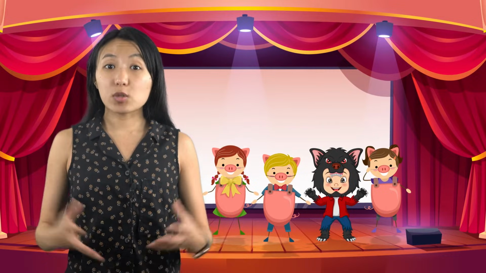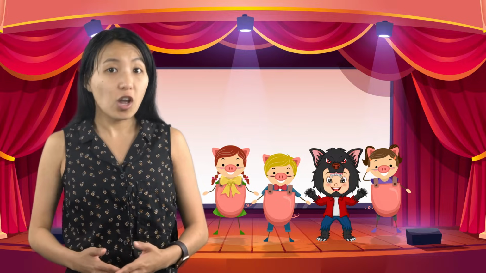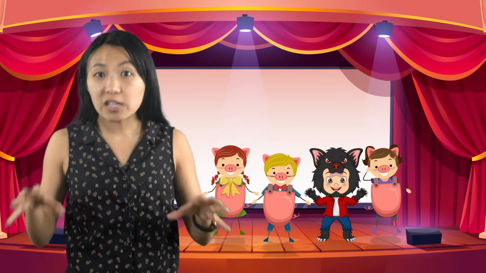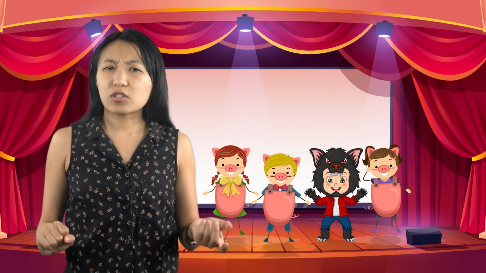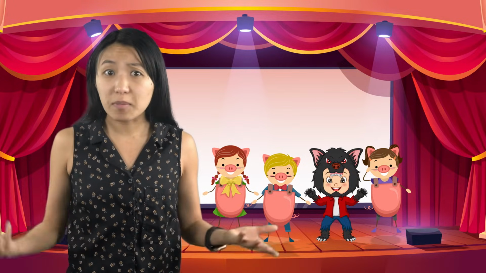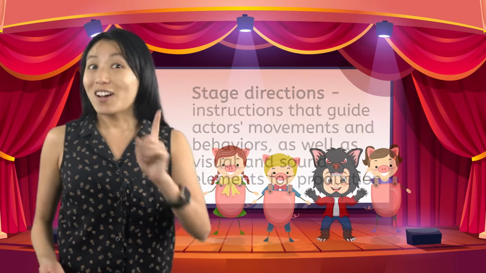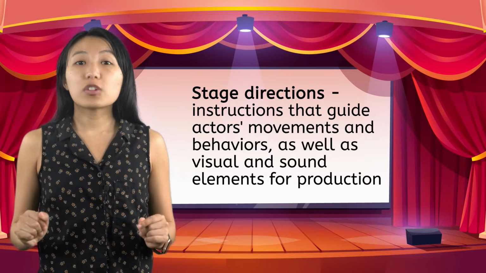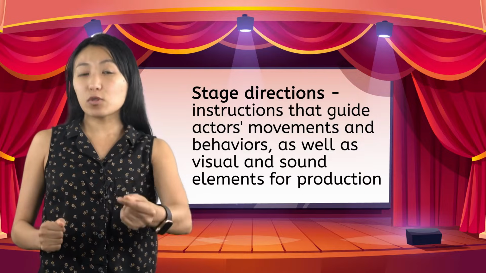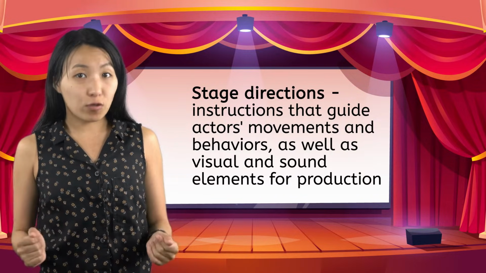In a play, the actors will actually put on costumes and become their characters on the stage so that an audience can experience the story in action. But how do the actors, set designers, and other members of a play's production know what to do to bring the performance to life? Well, for that, we have stage directions, which are the instructions that guide actors' movements and behaviors, as well as visual and sound elements for production.